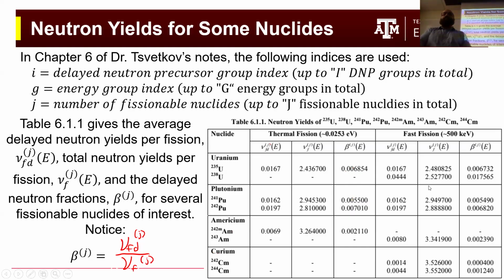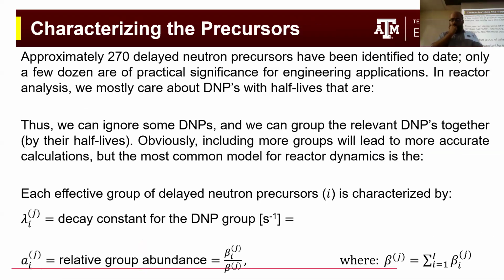So yeah, this is a useful table. If you're told what kind of fuel you have, then you can go here and see what your values of beta are. Also notice that these quantities are energy dependent. The value of beta is going to change depending on whether you're talking about neutrons coming out of thermal fission or fast fission. But yeah, that's a useful table to be aware of.